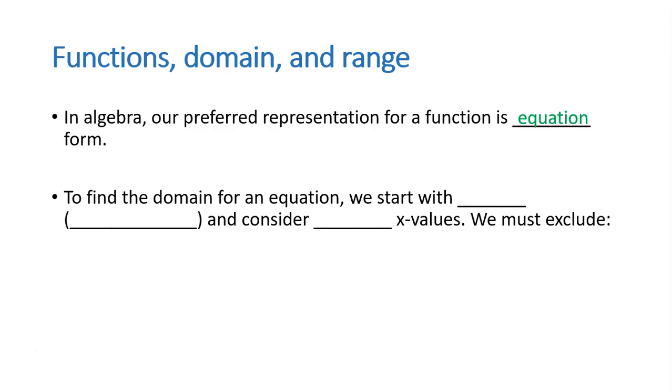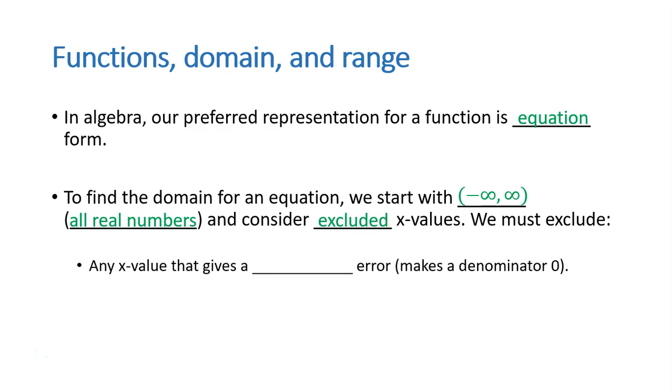So to find the domain for an equation, we're going to start with all real numbers. In other words, assume we can plug in anything we want to the equation, and then consider excluded x values. So the reason we do this is because there's only a handful of things we have to exclude. In most cases, we can apply the operations in an equation to any number we want and everything is completely fine. The only situations where we run into a problem are situations where an x value gives a divide by 0 error. In other words, it makes the denominator 0. The only time we have to worry about something like that is if the equation we're given has a denominator and there's a way we could actually generate a 0 in the denominator.